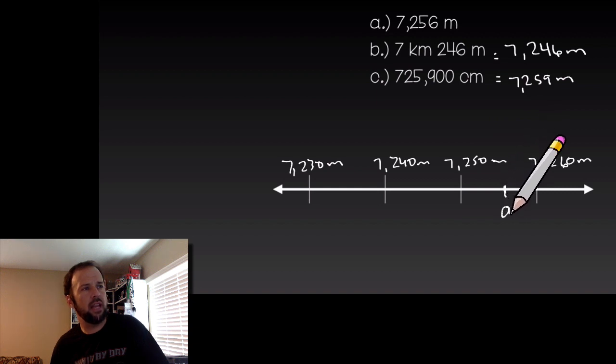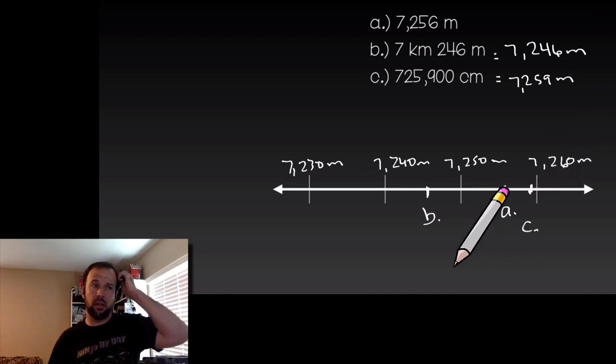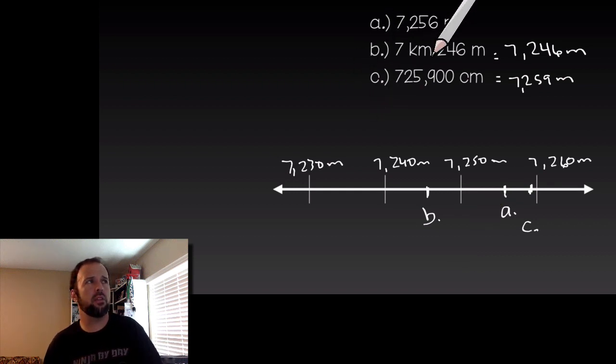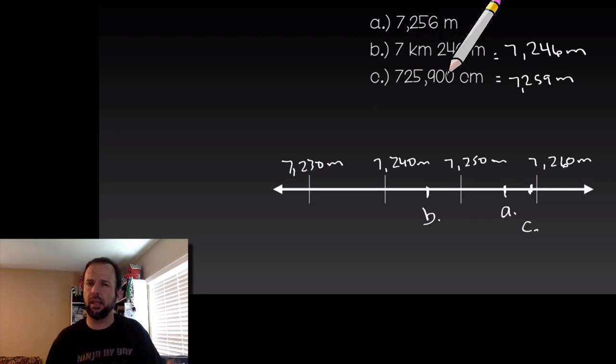So I'm going to say that this is A. All right, 7,246 would be a little more than halfway. Put B right there, and then 7,259, so that's almost to 60, so we'll put C right about there. So that's how we can label those numbers in there, compare them, put them on a number line, and see the differences between them. Even though they all started out in different measurements, we were able to convert them, label them, and compare them on the number line.